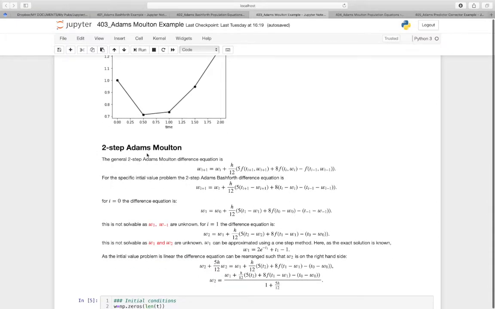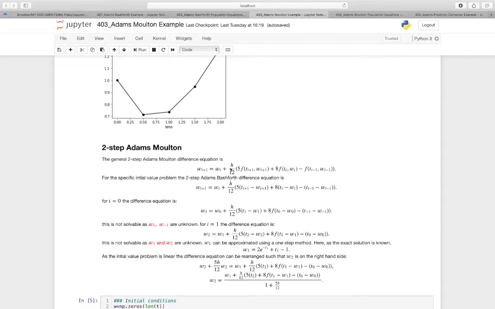Now, the Adams-Moulton methods are implicit, so the general form of the two-step method is w_{i+1} = w_i + h/12 (5 f(t_{i+1}, w_{i+1}) + 8 f(t_i, w_i) - f(t_{i-1}, w_{i-1})). Now, why is it called implicit? Because we have a w_{i+1} here and a w_{i+1} here. That straight off changes the dynamic of it. It means that what we're looking for is on both sides of the equation.